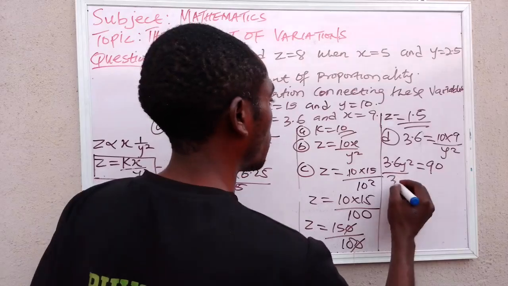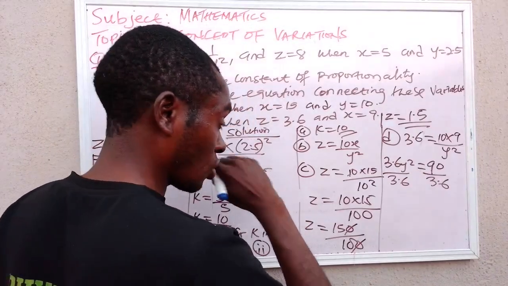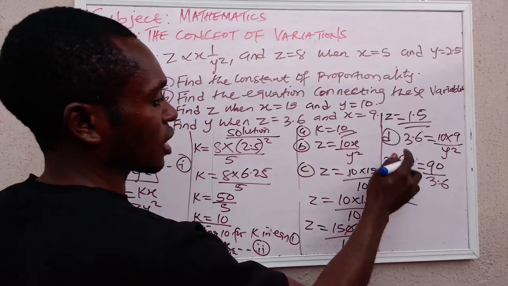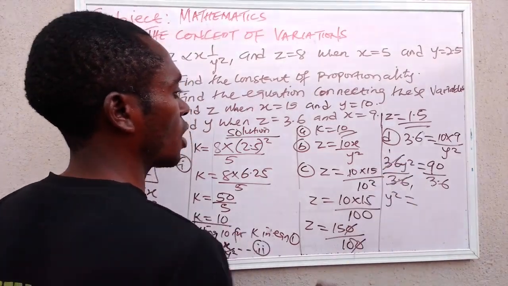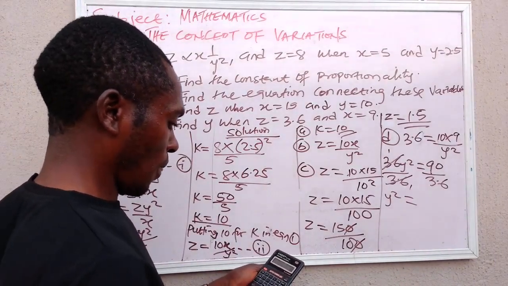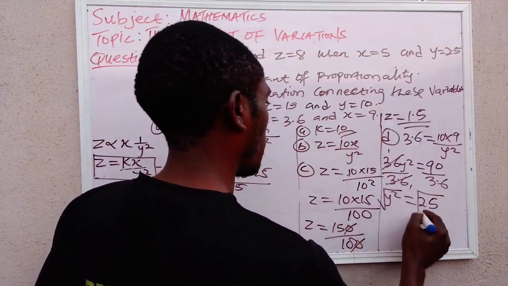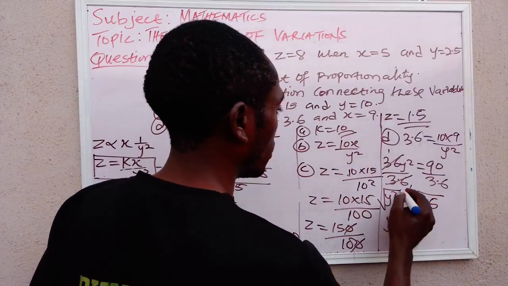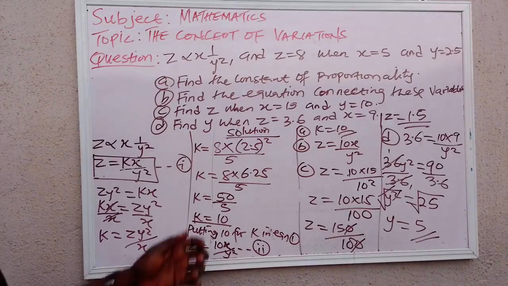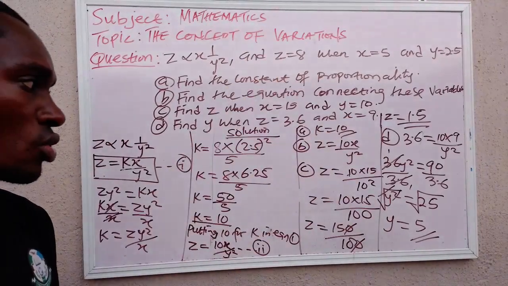So divide both sides by 3.6, because we want to make y squared stand alone. So y squared equals, this cancels this, so you have y squared. This is 1. So we have 90 divided by 3.6. This will give us 25. So look for the square root of 25. The square root of 25 gives y. Y equals 5. So when z is 3.6 and x is 9, y is going to be 5. So this is how to solve this question.